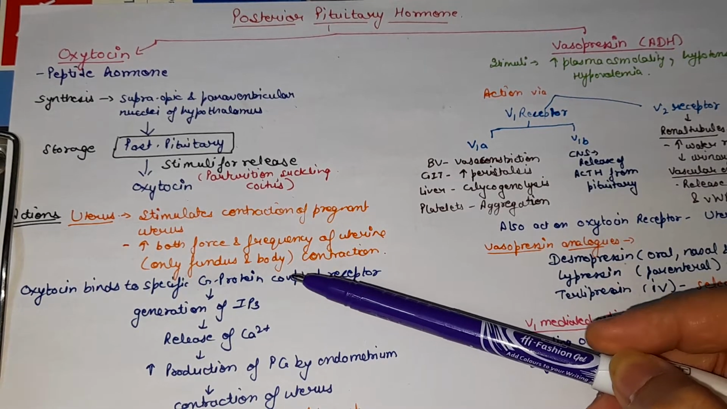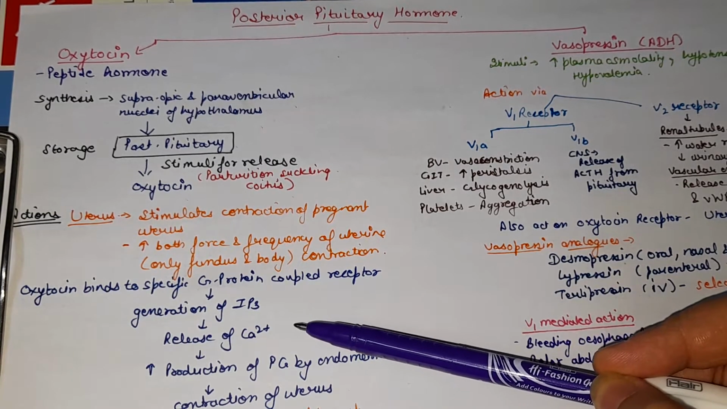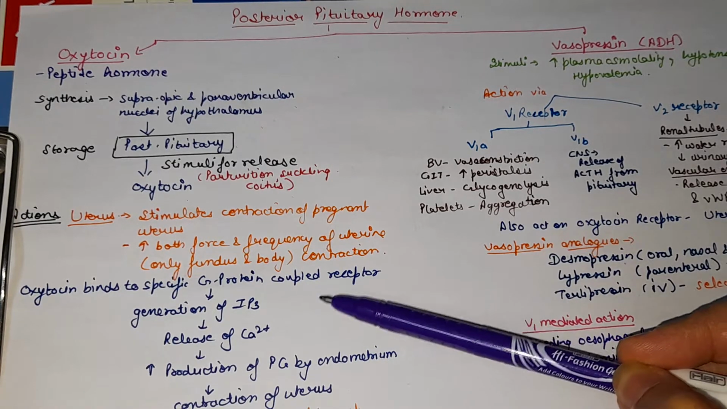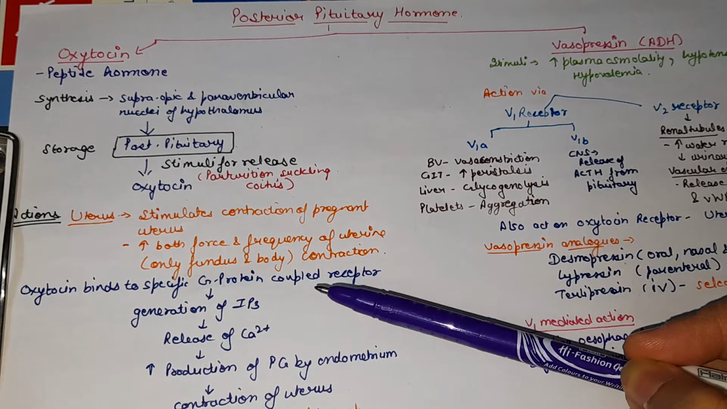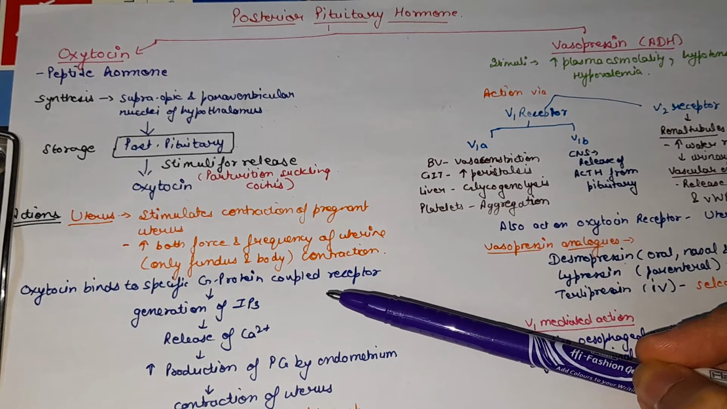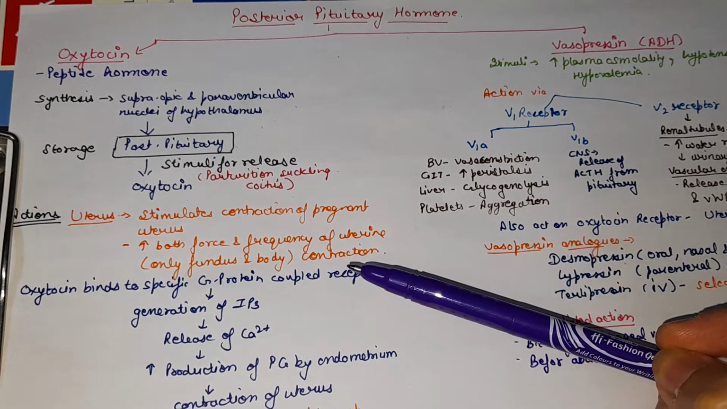In early pregnancy, the uterus is resistant to oxytocin. A high dose of oxytocin is required to stimulate the uterus. As the pregnancy continues and near the term, the sensitivity of the uterus to oxytocin increases, with a sharp rise near term. Oxytocin increases both frequency and force of uterine contraction.